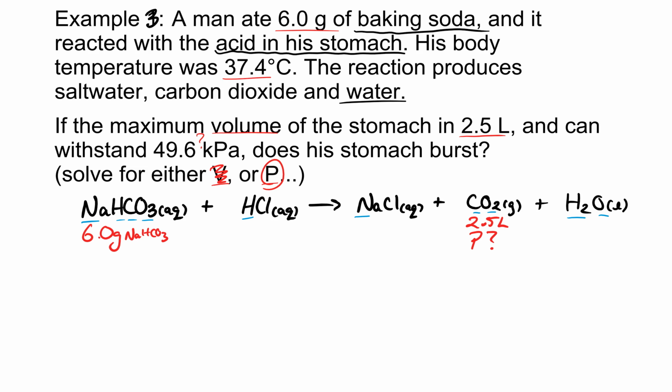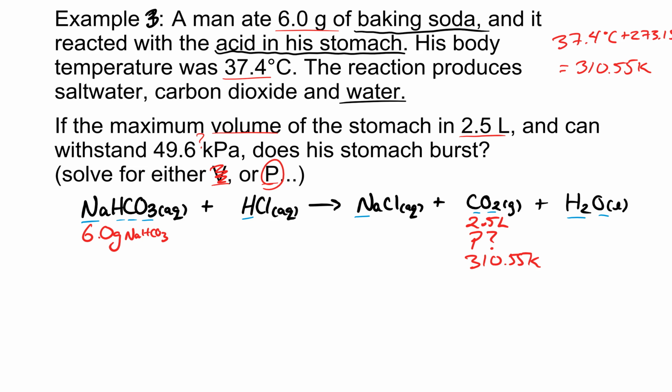The temperature is 37.4 degrees Celsius. So if I take 37.4 degrees Celsius and add it to 273.15 Kelvin, sorry, I'm running off the page here, that's going to give us 310.55 Kelvin. All right, no problem. 310.55 Kelvin, because the temperature is really only going to affect the gases here.